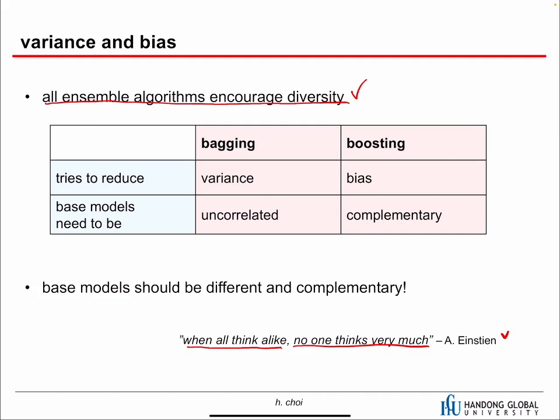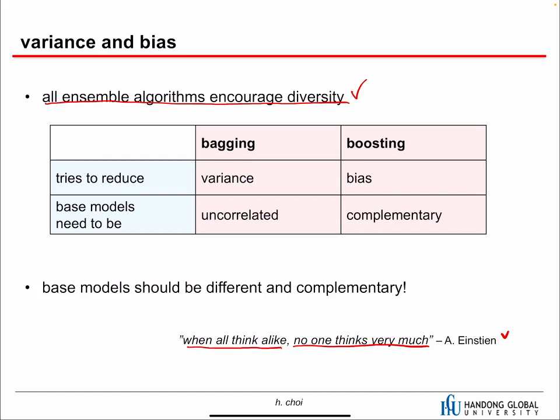Think about your meetings. Let's say we have 5 people in your meeting, and all these 5 people think in the same way. Then what is the point of having a meeting? So to make the meeting more productive, we need different kinds of ideas and thoughts and different concerns. Sometimes we have conflicts, but that's how we make progress. So the individual classifiers should be different. Then we can improve the performance.